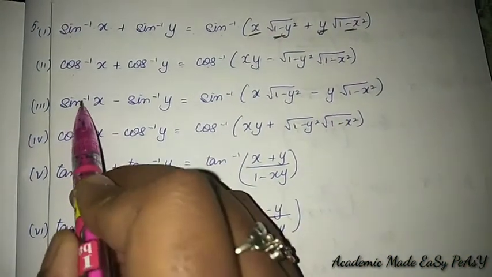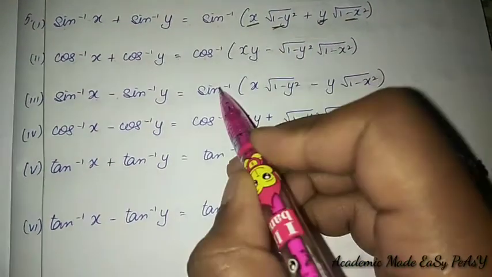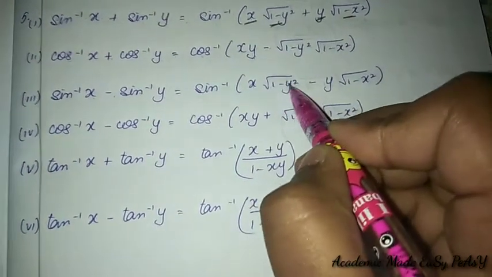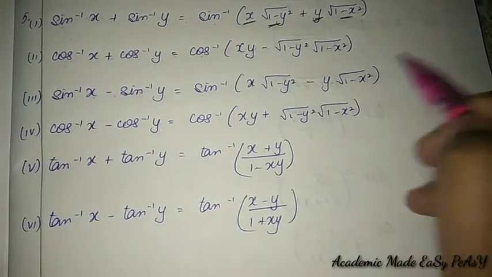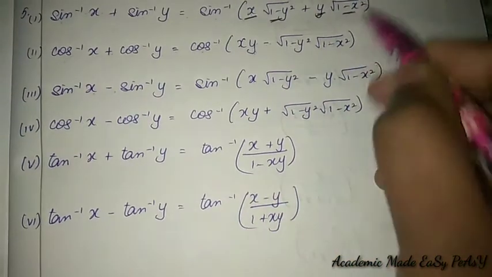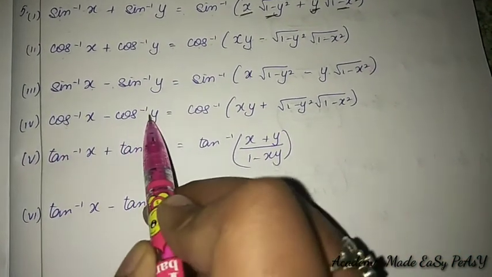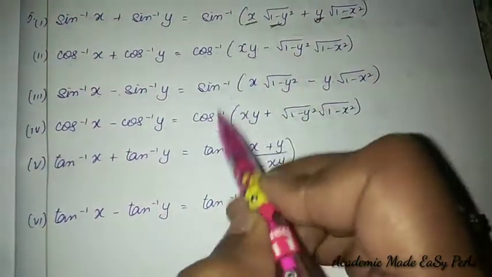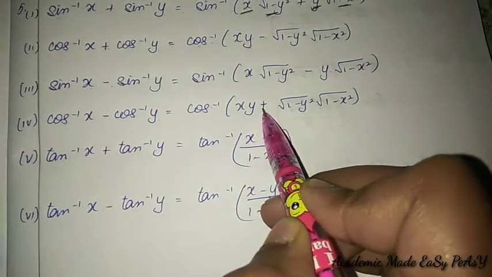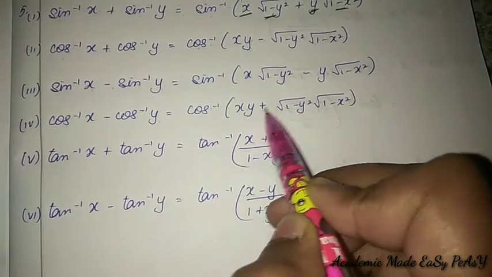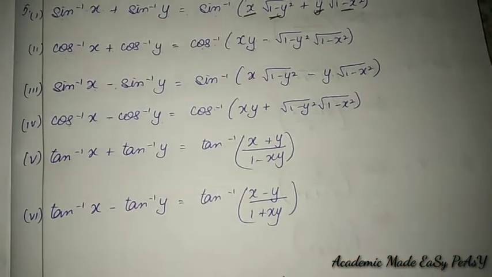Here next is sin inverse x minus sin inverse y. Here also the same: sin inverse of x into root of 1 minus y square minus y into root of 1 minus x square. So the same thing, only the sign will be changed. Even for cos inverse x minus cos inverse y, these two will be related. Here it is minus, so here it will be plus. So x into y plus root of 1 minus y square into root of 1 minus x square.